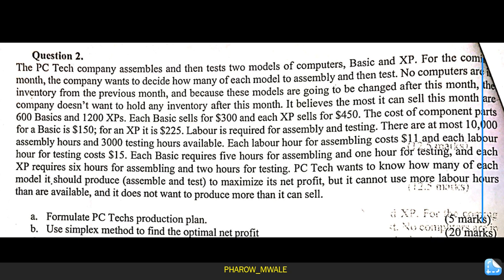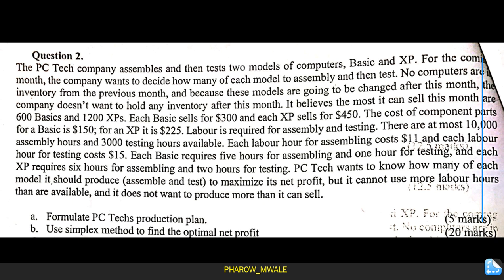Each basic sells for $300 and each XP sells for $450. The cost of component parts for a basic is $150. For an XP it is $225.